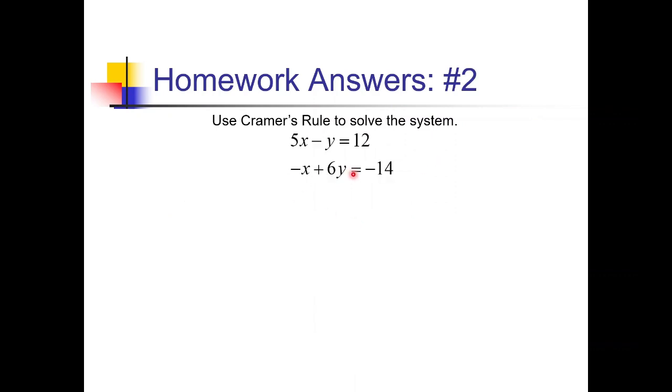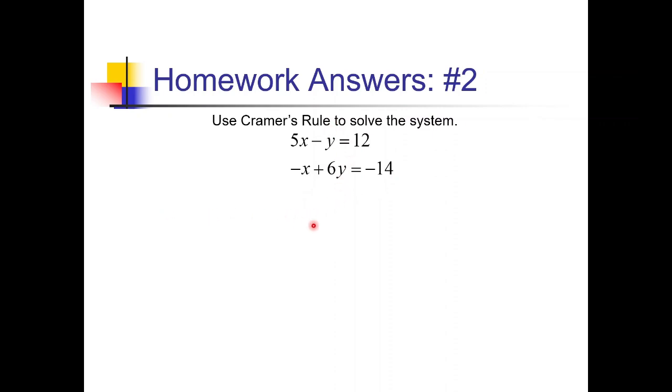To solve this system using Cramer's rule, we're going to set up and find determinants for 3 different matrices. One is going to have the coefficients. One is going to have the coefficients minus the x column. We're going to put the constants in there instead. And we'll do one that has the constants substituted for the y coefficients. So let's do them one at a time.